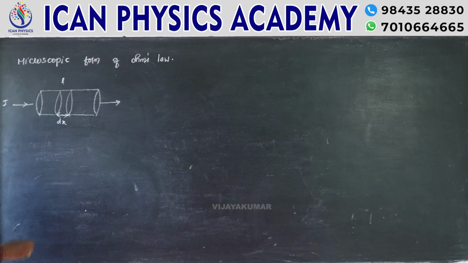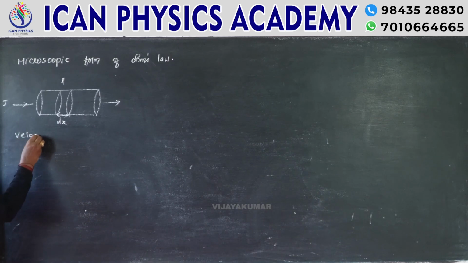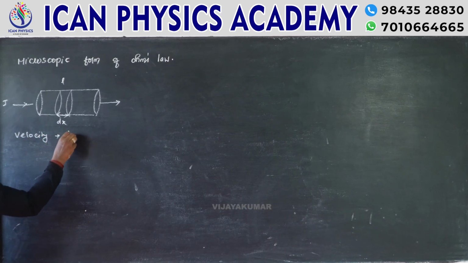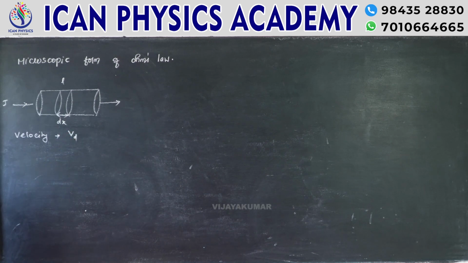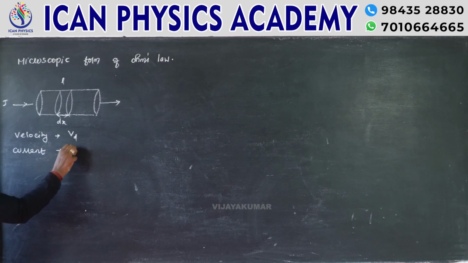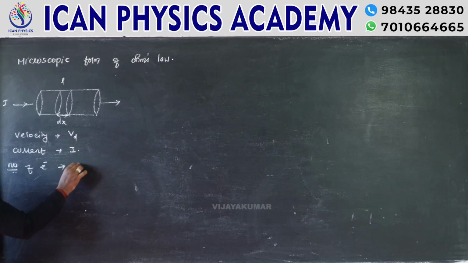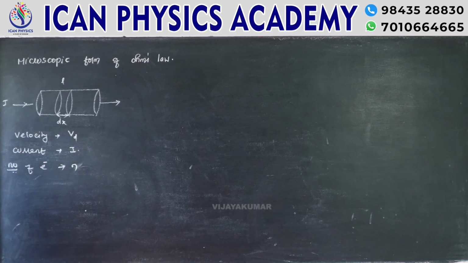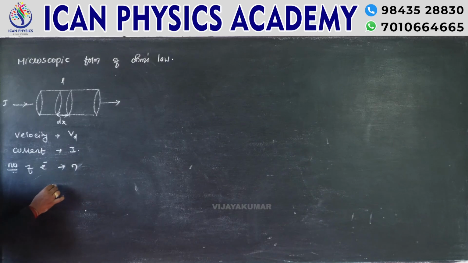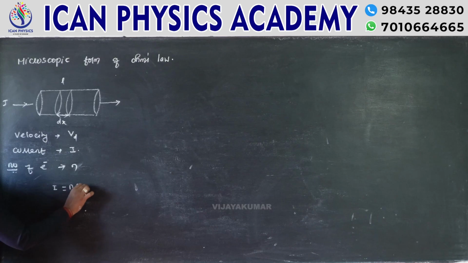So what is the velocity? The velocity is taken as the drift velocity. What is the current? The current is taken as I. What is the number of electrons? The number of electrons is N. So what is the relation between current and drift velocity? I equal to N A E into drift velocity.